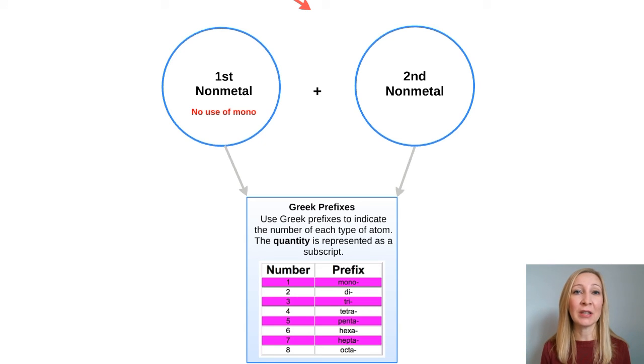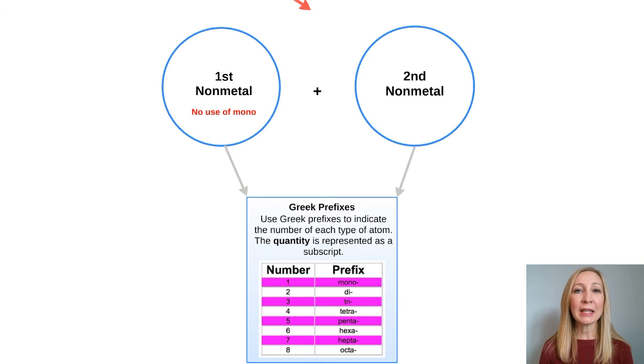Now the only exception to this is the first nonmetal. If there's only one of them, we don't use mono. Let's take carbon monoxide, for example. The formula is CO. We don't call carbon monoxide monocarbon monoxide. We just call it carbon monoxide. So if there's only one of the first nonmetal, we don't use the prefix mono for the name. Now you'll notice that we named carbon monoxide ending with an IDE. So that same rule goes for ionic compound naming and covalent compound naming.